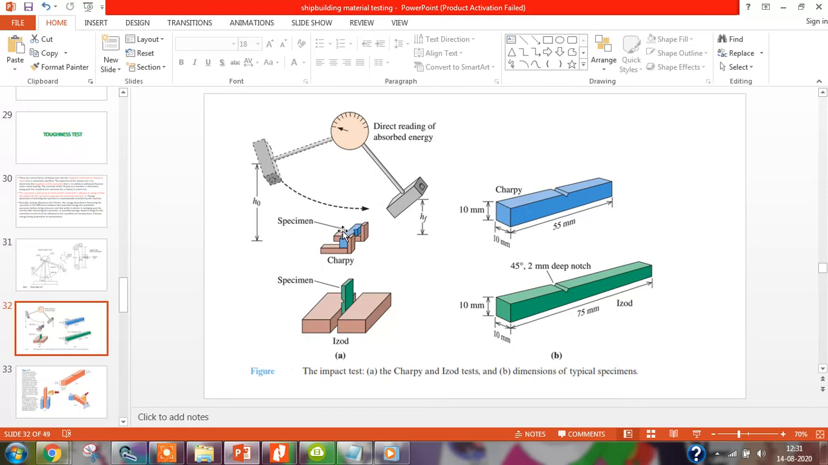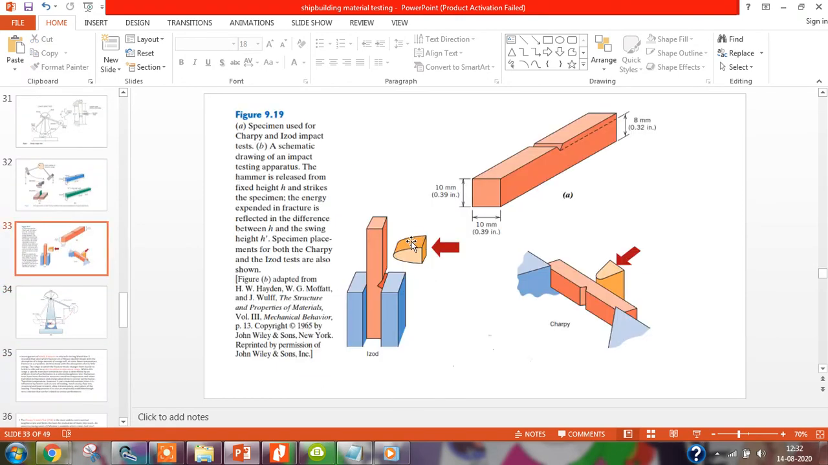For breaking this, it will spend some energy and it will not go to the same height. Like suppose 1 meter on left hand side, it will not go to the same height on right hand side. It will go to a reduced height, HF. So from this difference between H0 and HF, you can find out how much is the energy spent in breaking that specimen. Okay, how much is the energy spent in formation of crack for making the material to fracture. Understood?